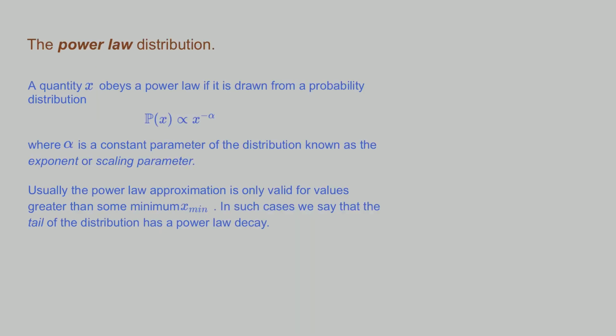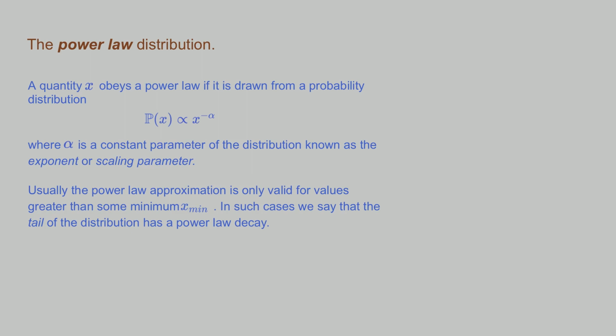Among these distributions, maybe the most used is the power law distribution, perhaps for its mathematical properties. A quantity x obeys the power law if it is drawn from a probability distribution p of x, which is proportional to x to the minus alpha, where alpha is a constant parameter called the exponent or scaling parameter, and regulates the rate of decay of the distribution. Typically it ranges between 2 and 3, because if it is less than or equal to 1, it can be a problematic distribution because it can't be normalized.